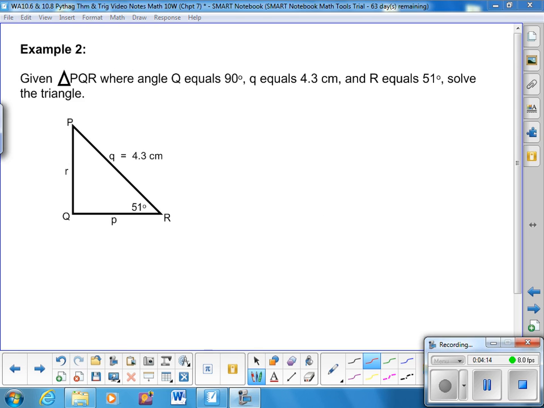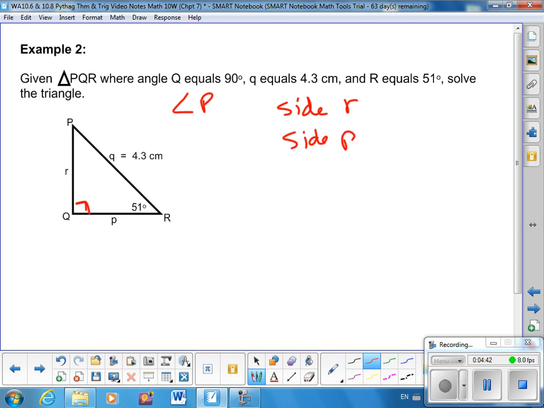Okay, given triangle PQR, where angle Q equals 90 degrees, Q equals 4.3, that's the hypotenuse. R equals 51 degrees, angle R, solve the triangle. What it means by solving the triangle is finding the other parts. So we need angle P, we need side R, and we need side P. So we need to find those 3 parts.